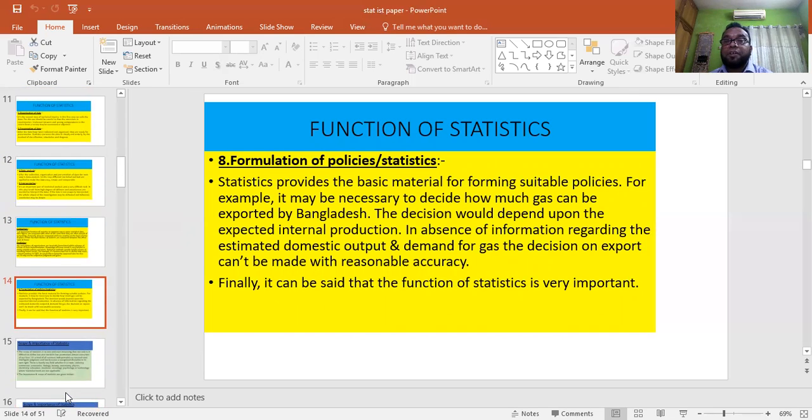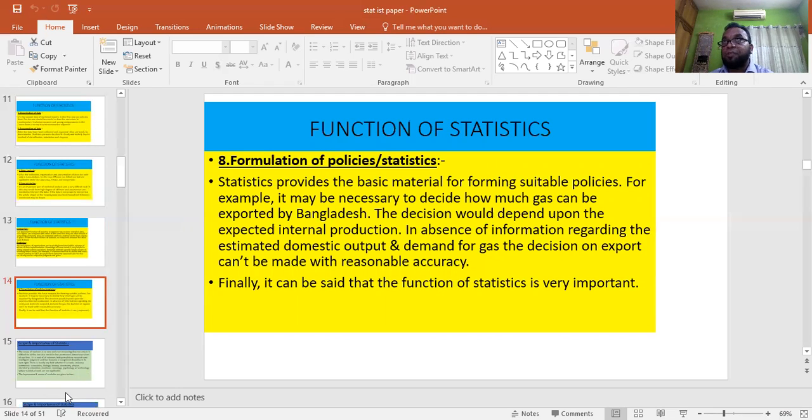Now, formulation of policies. Statistics provides the basic materials for forming suitable policies. For example, it may be necessary to decide how much gas can be exported by Bangladesh. The decision would depend upon the expected internal production. In the absence of information regarding the estimated domestic output and demand for gas, the decision on export cannot be made with reasonable accuracy.